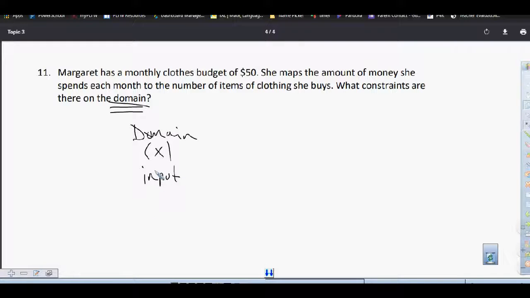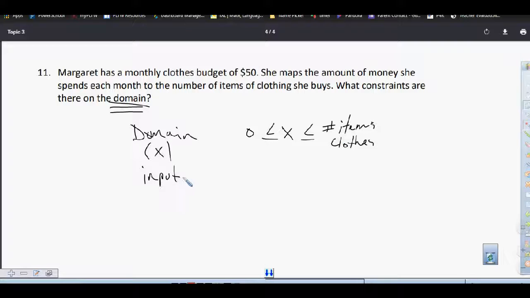So what do we have? What is our input? What is our independent variable? And then the other depends on it. So she's got a budget of $50. She spends each month to the number of items of clothes she buys. What are the constraints? Well, we've got a couple different things going on here. If we're looking to identify her domain, we are talking about x values that would be between 0 and then up to however many items of clothes she buys per month.